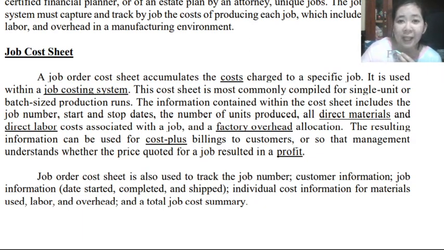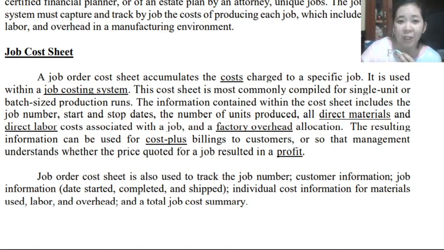The information contained in our cost sheet includes the job number, the start and stop dates, the number of units produced, and all our manufacturing cost which is associated with the job order. The result of this information can be used for cost plus billings to customer, or so that the management understands whether the price that they quoted for that job resulted in a profit or loss. So this is the reason why job cost sheets are being used.